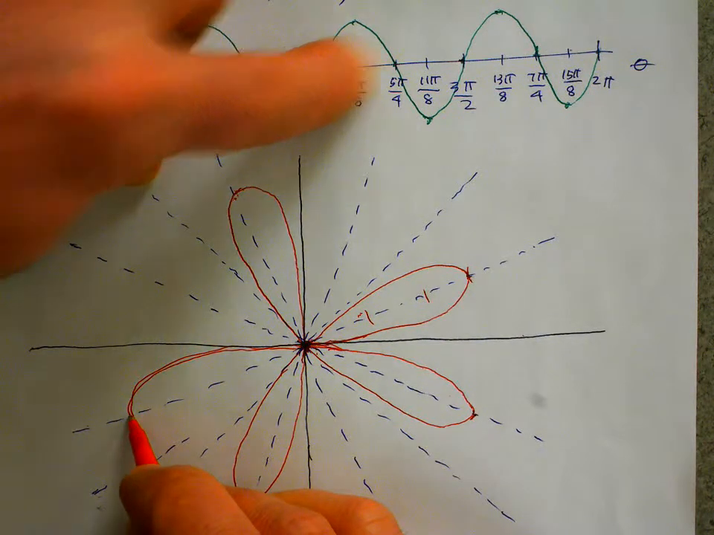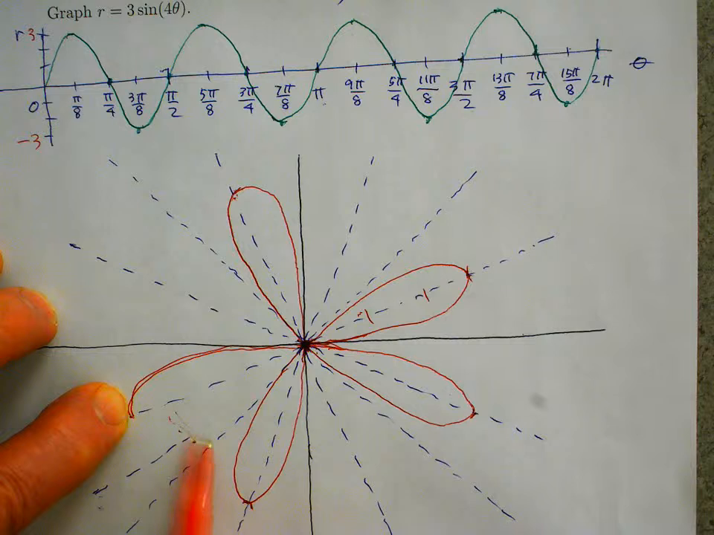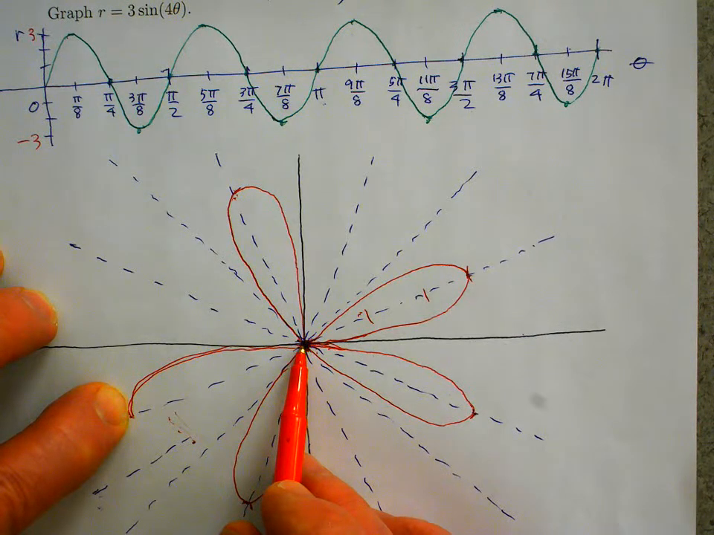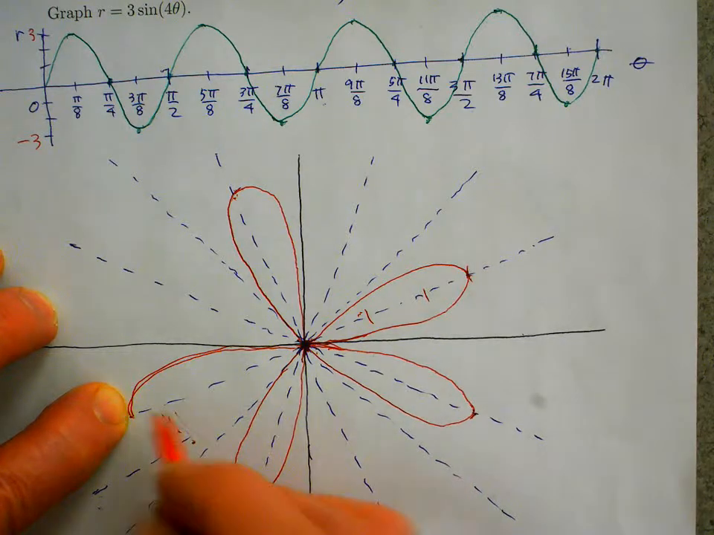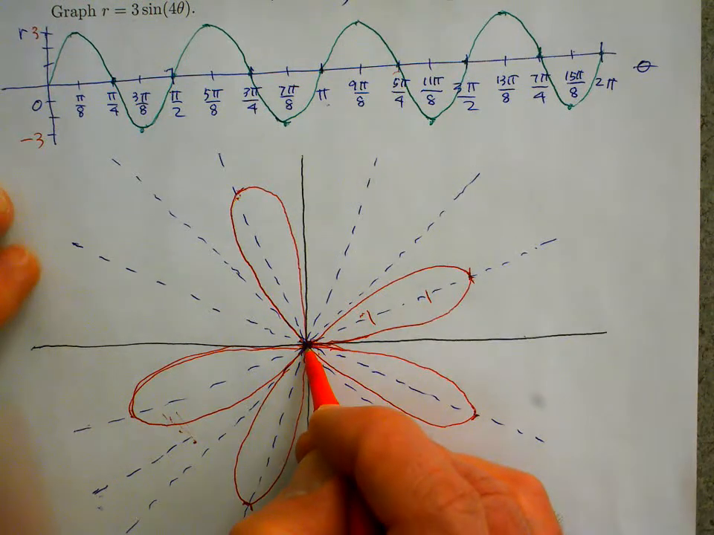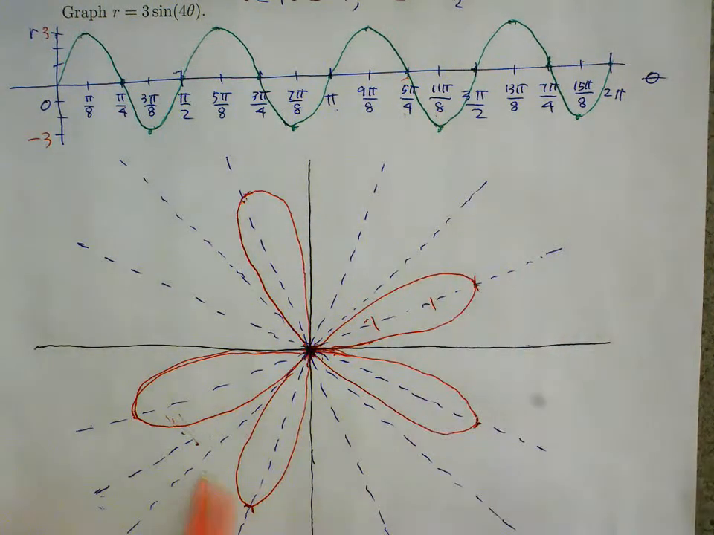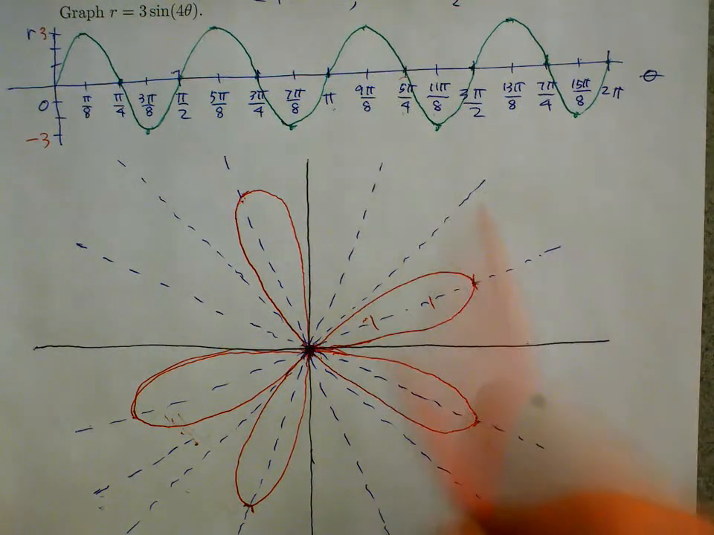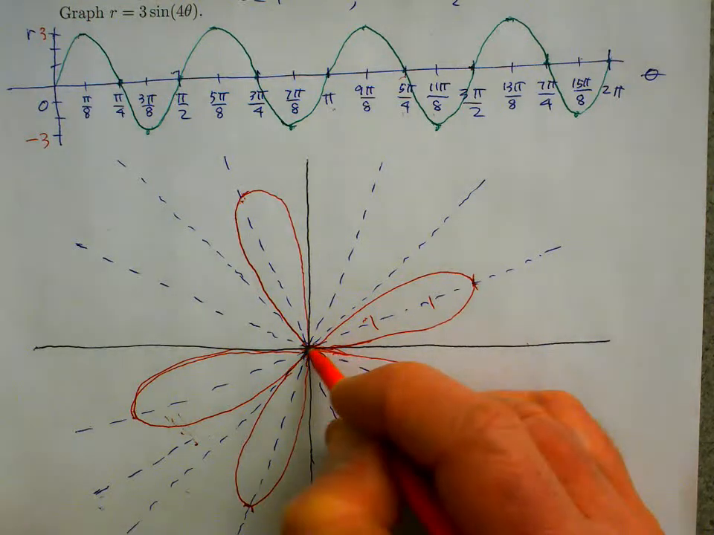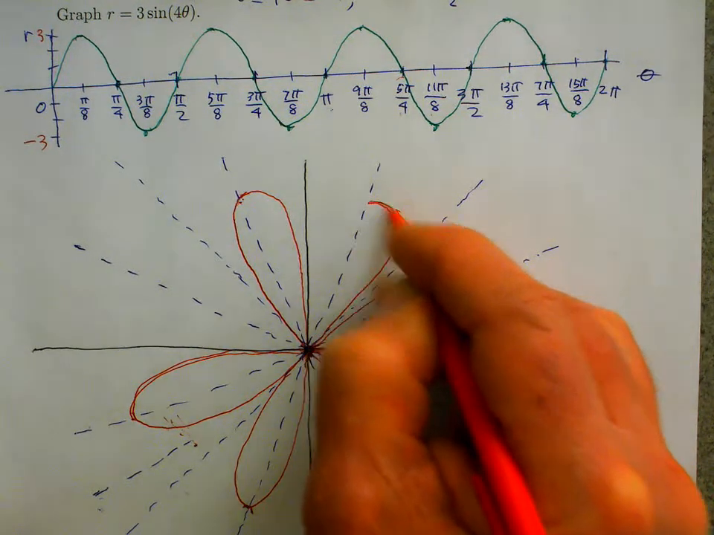Then from 9 pi over 8 to 5 pi over 4, that's this region. The r values are positive, but when we get to 5 pi over 4, it will be 0. Okay, then 5 pi over 4 to 11 pi over 8. That's this region right here. But the r values are negative. So the graph will be in this portion. Something like this.